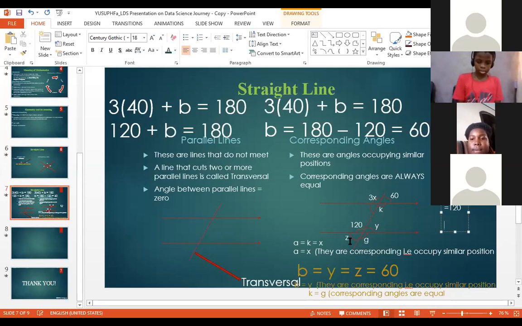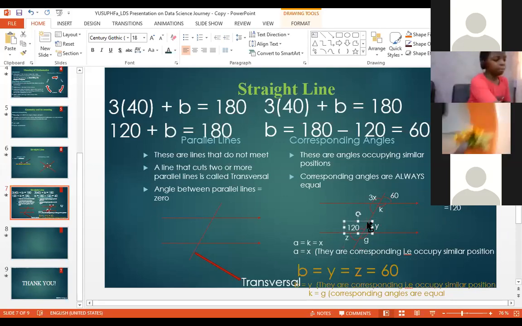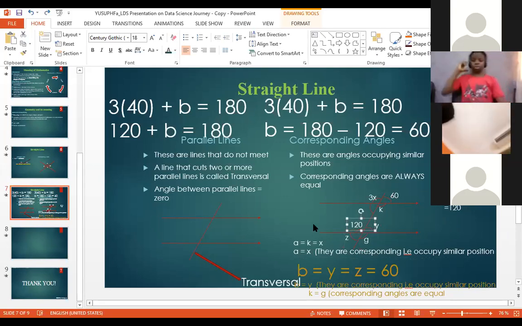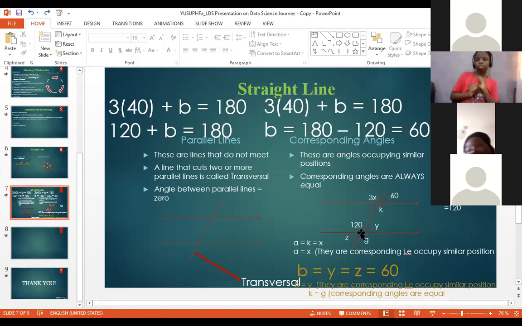Write that Y plus G plus Z plus 120 is equal to 360. Sum of angles at a point. Because all of these angles meet at this particular point. You see? This transversal line and this line meet at this point somewhere here.